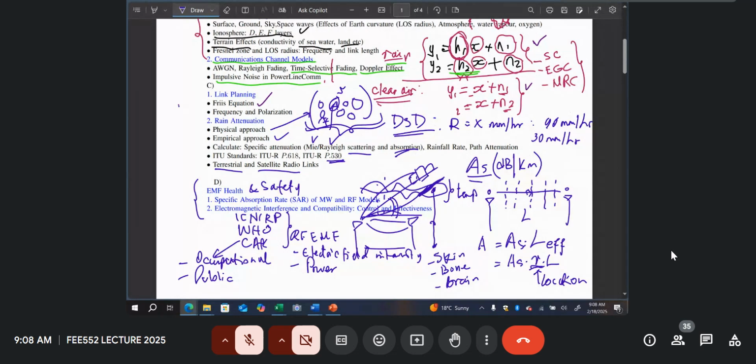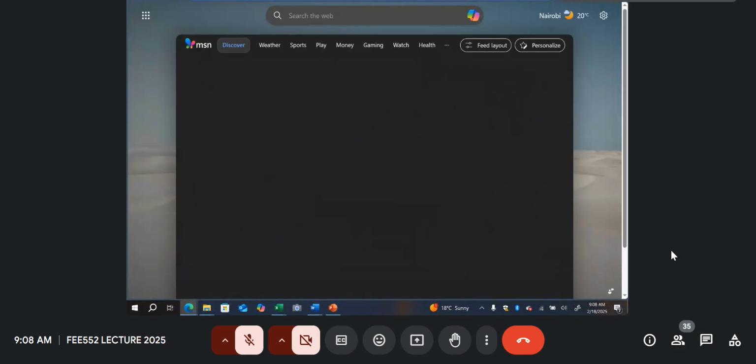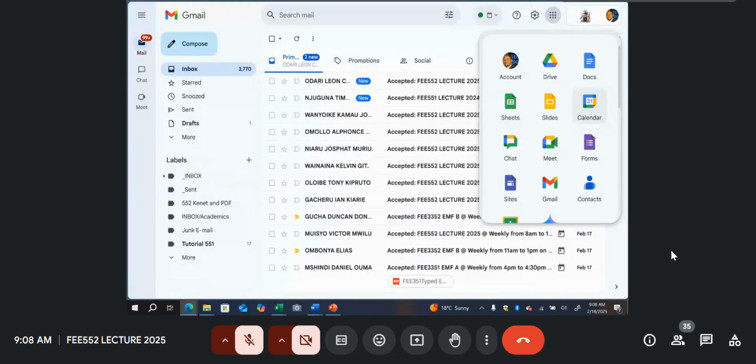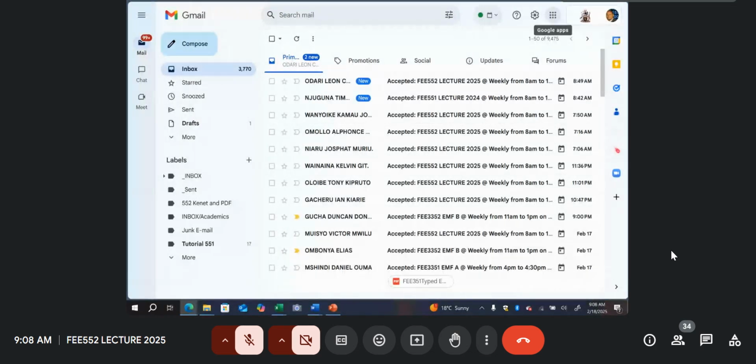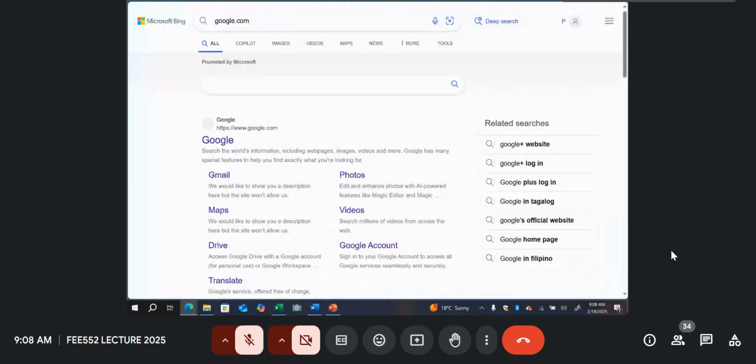And actually, CAK also requires all the companies working with radios to report on occupational health and safety and public health and safety based on the specific absorption rate. So it's important that we understand that this semester. When it comes to that, the guys will be discussing that. I just want to see if we can Google. We have done some field work with former students.